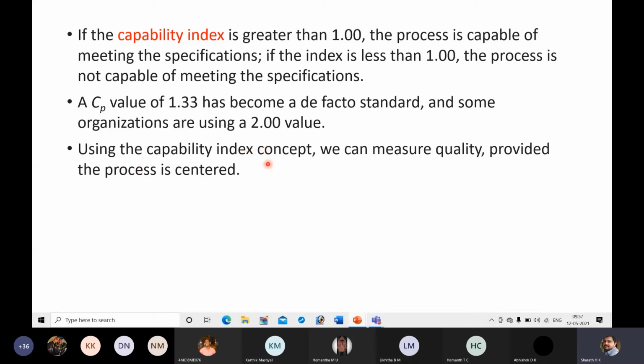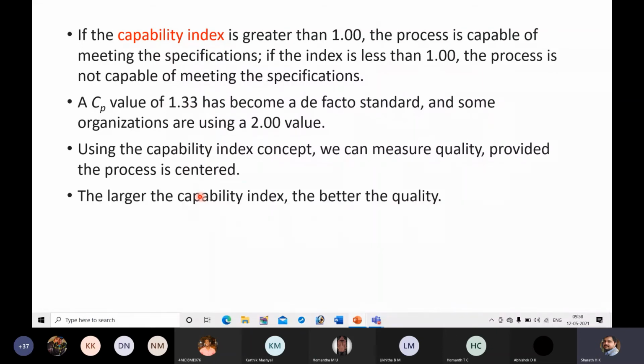Using the capability index concept, we can measure quality. As I told you earlier, if some company is setting the capability index at 2, that is a representation of very high quality. Even if companies set the capability index value to 1.33, that is a good quality, an indication of good quality. Using the capability index concept, we can measure quality provided the process is centered. The larger the capability index, the better the quality.